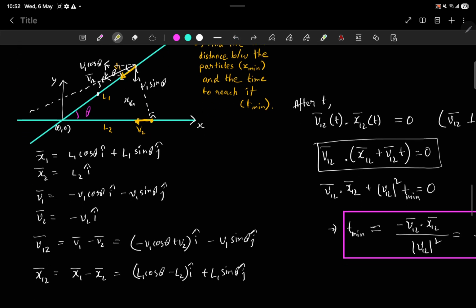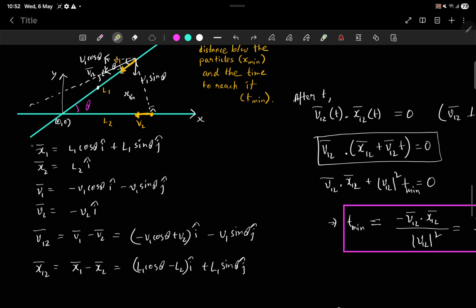First of all, I defined the position vectors for these two. For this one, the position vector is L2 i cap. For particle 1, the position vector, we are breaking it into components of L1. So this is going to be L1 sin theta, and this one is going to be L1 cos theta.